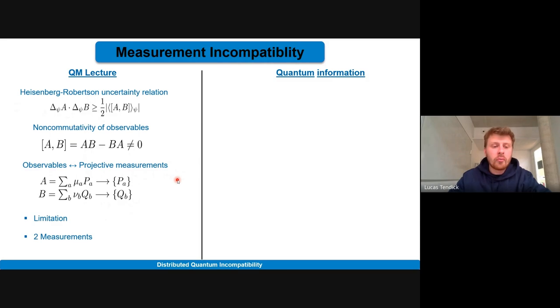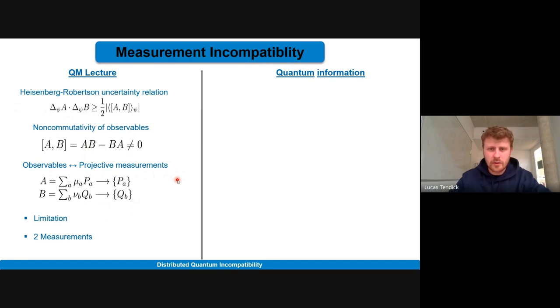And how I learned about this in my quantum mechanics lecture was that this is kind of a limitation of how certain you can be, and also that you just consider two measurements and not what happens for more measurements.